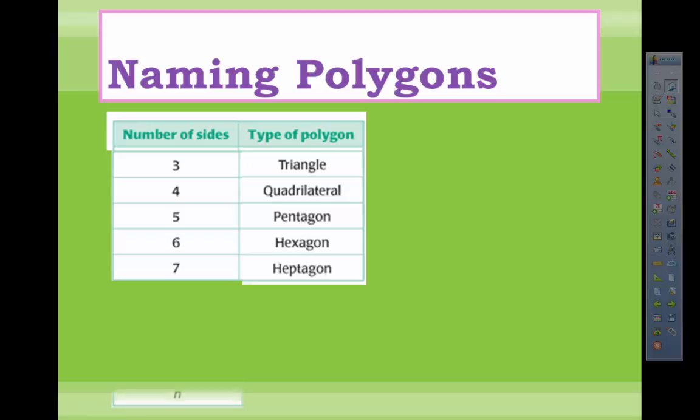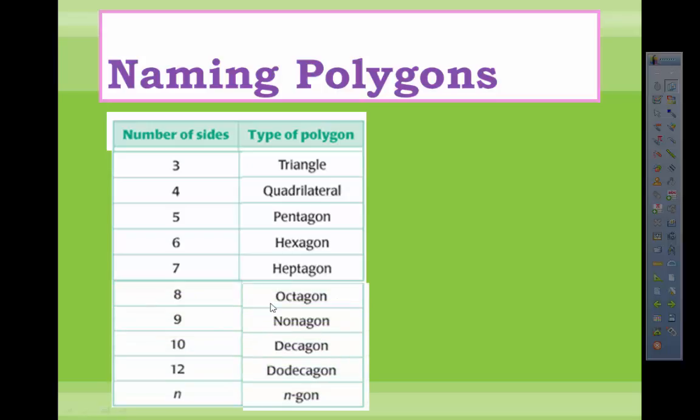What about if we have more sides? Well, octagon, that's the typical picture that we see when we look at a stop sign. Octagon. An octopus has 8 arms, so the octa prefix here means 8. Nonagon. Non should remind you of 9. Decagon. And then finally we have dodecagon.